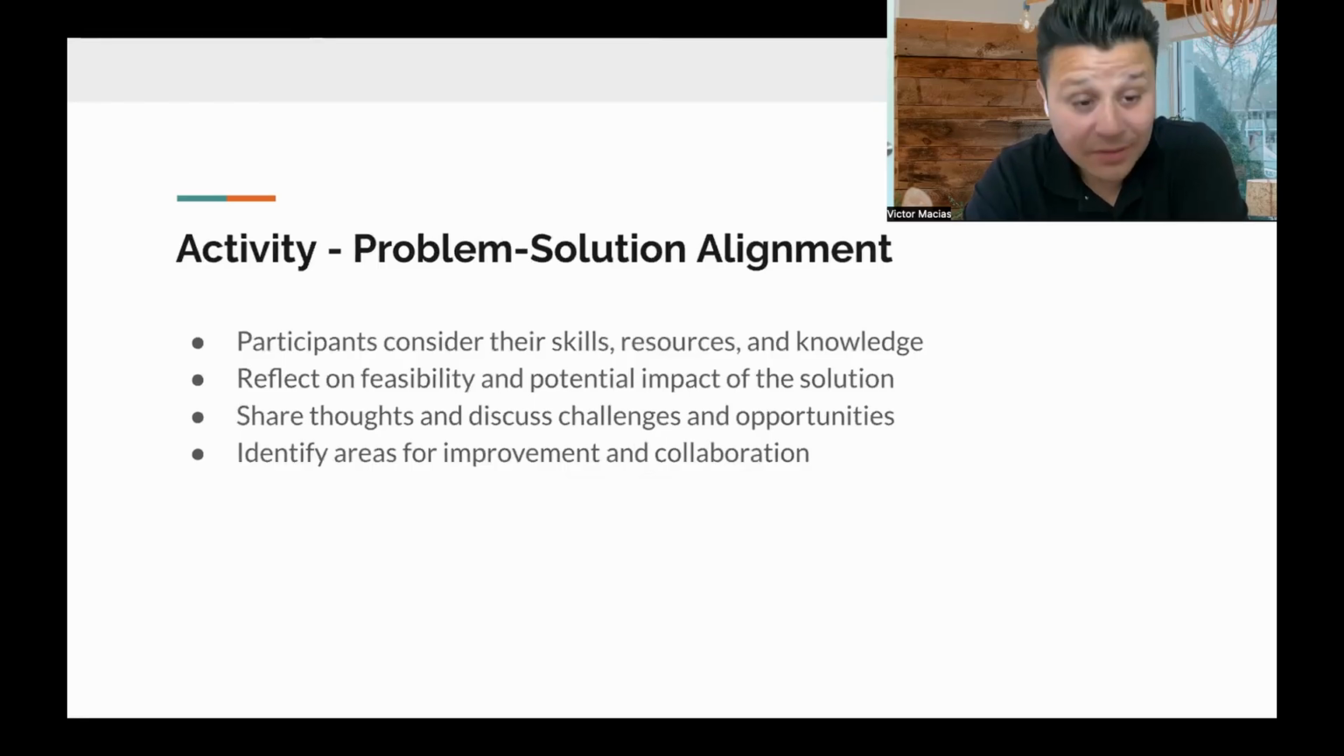Now, I have an activity on how to focus on problem solution alignment. So again, pause this, go do the activity, and then come back. And in that activity, you're going to consider the skills, the resources, and the knowledge that you have. You're going to reflect on the feasibility and social impact of the solution you're proposing. You're going to share thoughts and discuss challenges and opportunities. And you're going to identify areas for improvement and collaboration. It's a very powerful exercise.